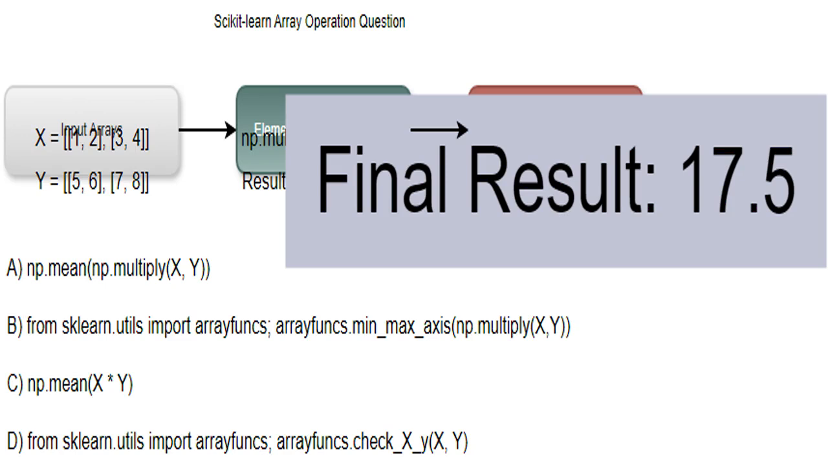The final answer, the mean of the resulting array, 5, 12, 21, 32, is 17.5, which is the average of all elements in the resulting array after element-wise multiplication.